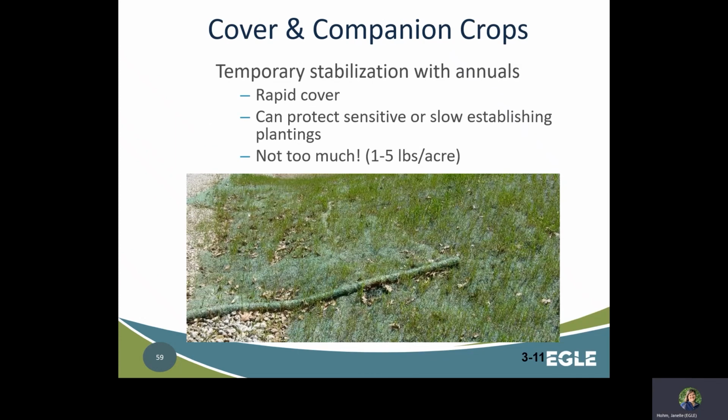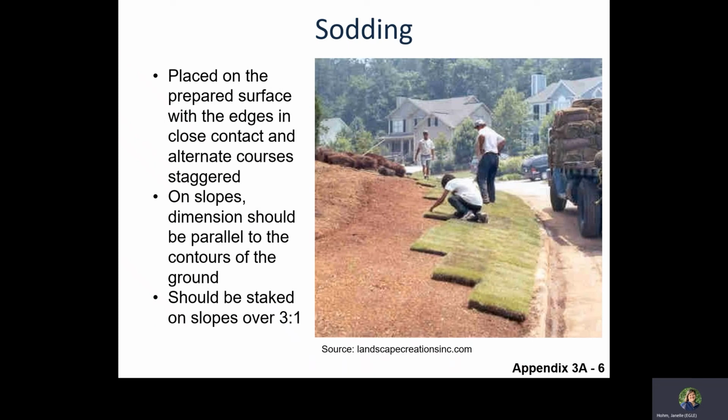Native grasses provide excellent long-term stabilization, but can take a while to become established. A seed mix using both native and annual grasses is typically used in order to provide rapid erosion control in the first year. On some sites, sodding is used in order to provide more immediate stabilization. Sod must be staked on steep slopes.